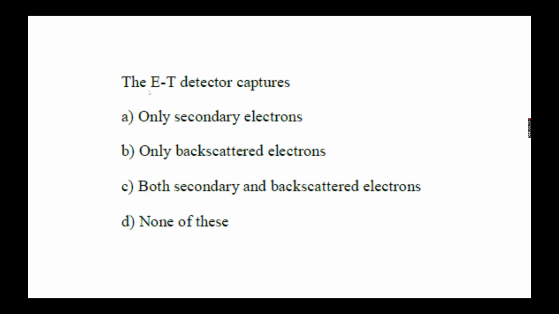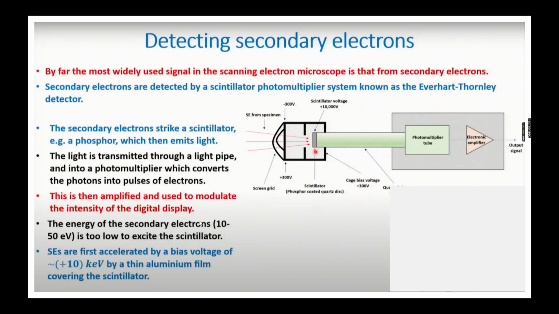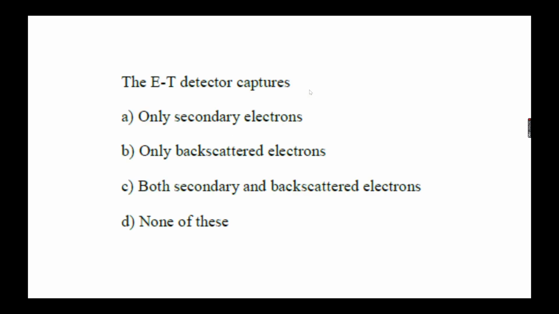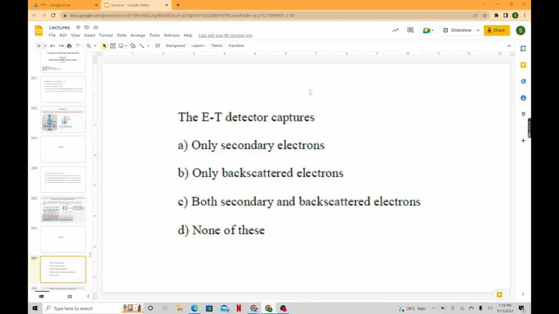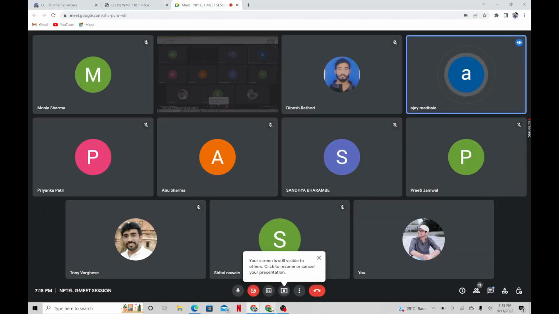Okay, so it is again about the same detector, which is ET, which I have just mentioned, Everhart Thornley. So the ET detector captures only secondary electrons, only backscattered electrons, both secondary and backscattered electrons, or none of this. So one thing is very clear, that I have just mentioned the secondary electron detector. But if you have gone through the lecture, then you can also give your answer for this question. C. C.